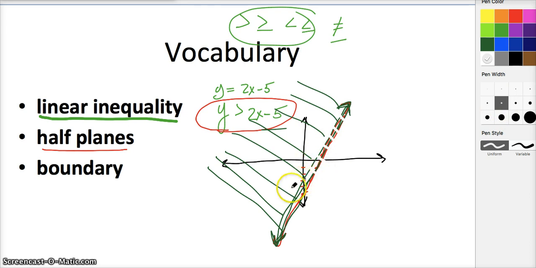Because the boundary, and that's what this is here, would not be a part of the graph. So the boundary is the line that we draw that is related to the inequality. We know that when we're dealing with inequalities, we need to pay attention to the two half planes created by drawing the line. And a linear inequality is just a linear equation with an inequality sign. Let's get started with some problems.